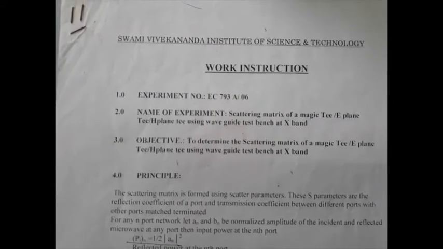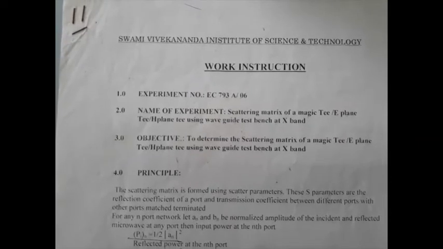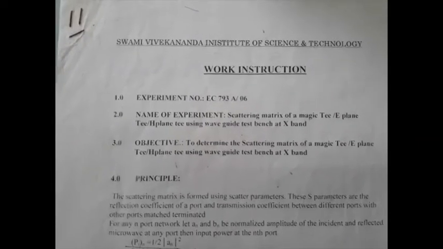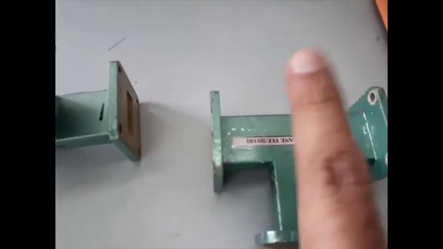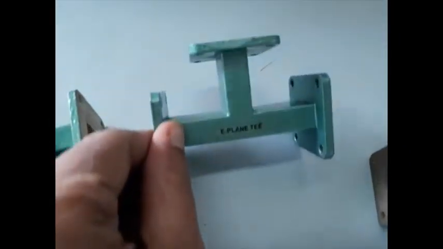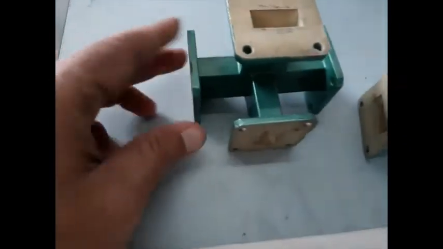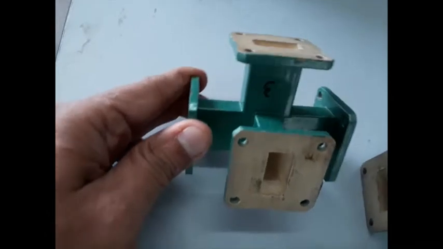We are going to measure the scattering matrix of different types of T junctions. So these are the different types of T junctions. This one is H plane T, this one is E plane T, and this is the hybrid T or magic T.